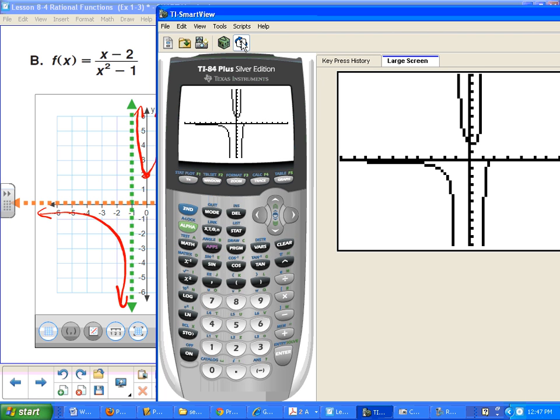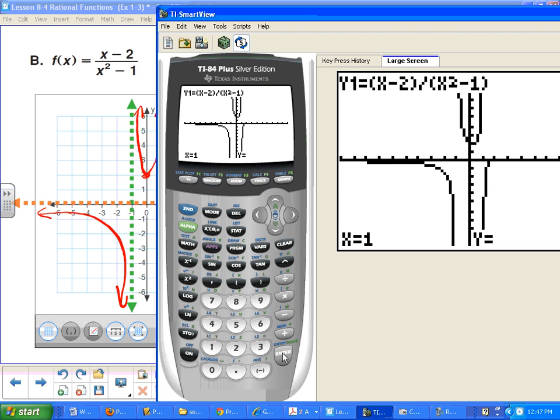Okay, if you have an 83, it's going to connect them. All right, unfortunately, you just have to ignore where that happens, okay? Because even if you hit trace and type in 1, it's still not going to give you any value here, even though it connects them. Unfortunately, that's one of the technology errors that the 83s have.